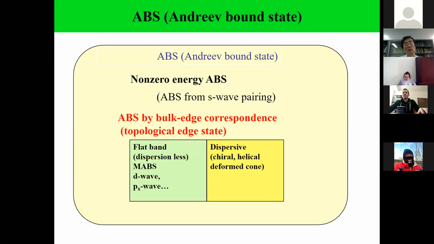What is Andreev bound state and what is topological Andreev bound state? There are so many Andreev bound states all over the world in the superconducting society, and Andreev bound state is a very universal concept which inevitably exists in a homogeneous superconductor. And so there are so many non-zero energy Andreev bound states. But an Andreev bound state which is protected by bulk-edge correspondence can be called a topological edge state. And there are several types of Andreev bound state, without dispersion or with dispersion.